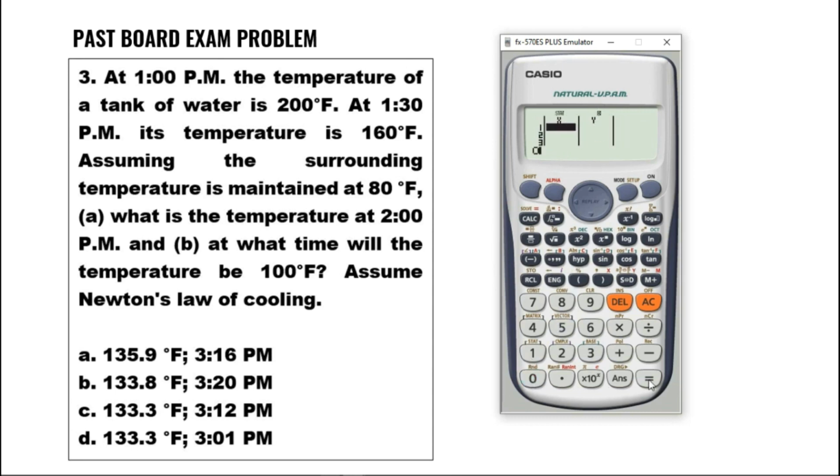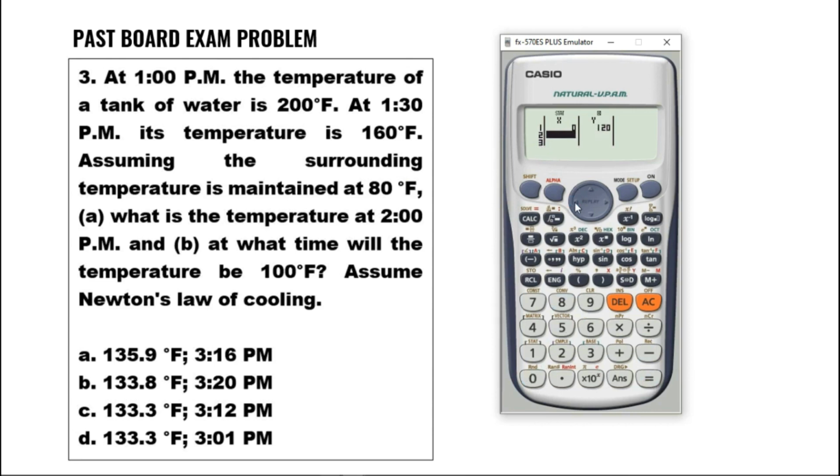So at time 0, tingnan natin yung surrounding temperature, 80. So less than sa kahit anong temperature sa problem. This is a cooling process. So at time 0, here at time 0, you have here 200 degrees Fahrenheit. So 200 minus 80 surrounding temp.